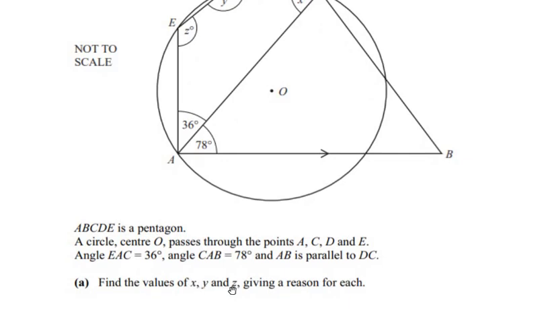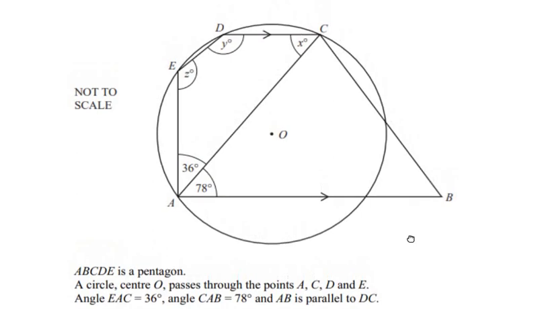Find the values of x, y and z, giving a reason for each. Here, within the circle we can find that there are three angles x, y and z whose values are unknown. So we have to find out the values of these three, giving geometrical reasons. So let us start with the given information about the parallel lines.